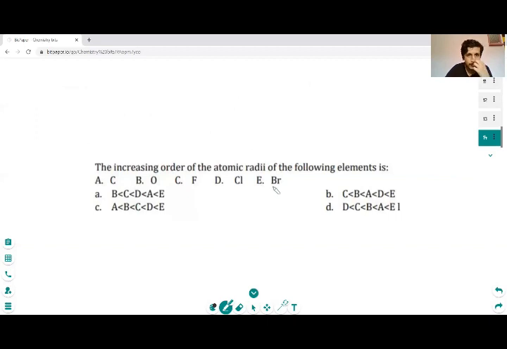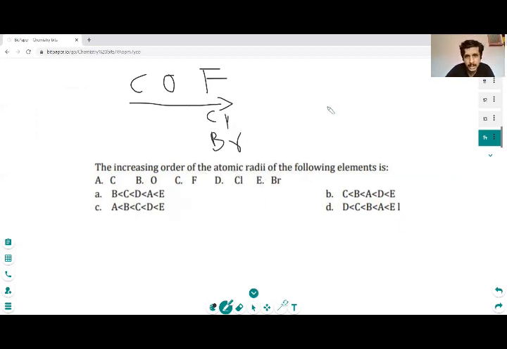The last question: the increasing order of atomic radii. Again, here there are two concepts. You have carbon, oxygen, fluorine. First, when you get any question, write them either in the group or in the period. Now we can see these are in the same period: carbon, oxygen, fluorine, they go like this. In between there is nitrogen, let's not bother about that. And we have chlorine, bromine. So they're asking which has the highest atomic radius.